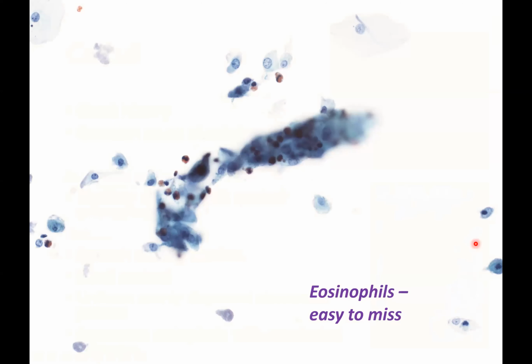Here's another fragment in a voided urine, and I just put this in because there are numerous eosinophils here, and actually they can be quite easy to miss, especially on a thin prep type preparation.